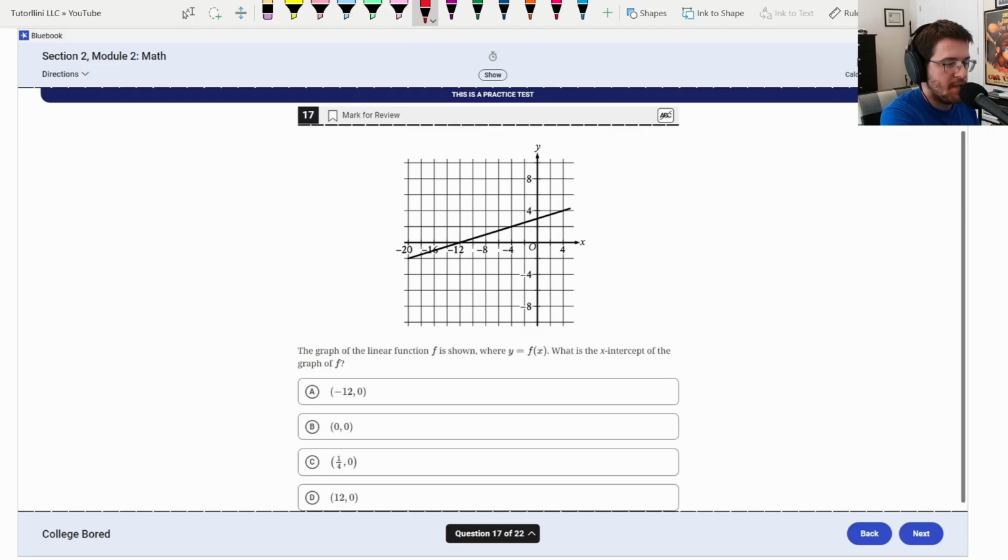Okay, question 17. Question wants us to find the x-intercept. So we're going to look where it crosses the x-axis. I see that happens right here. The coordinates of that point are (-12, 0), which is answer choice A.